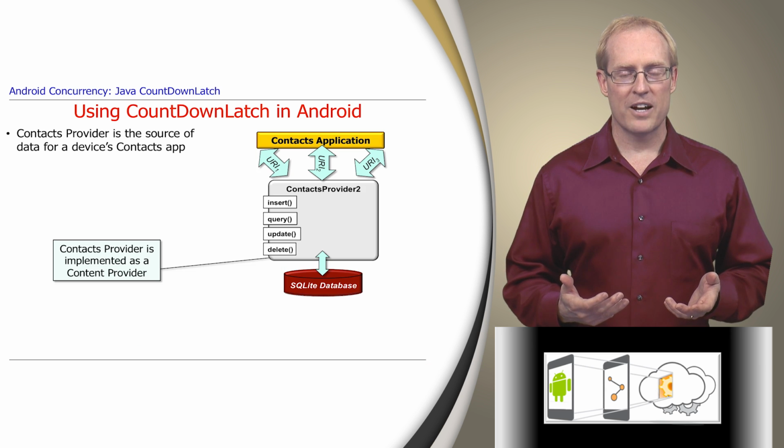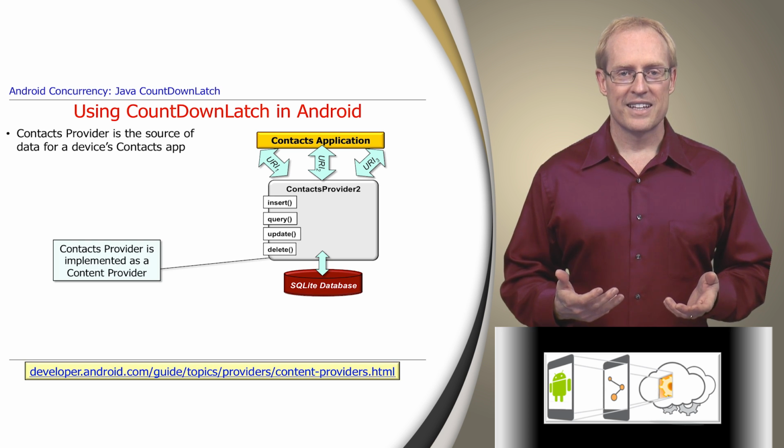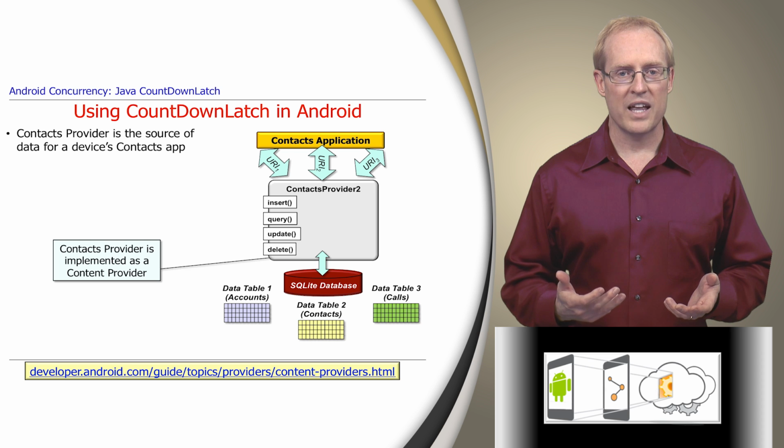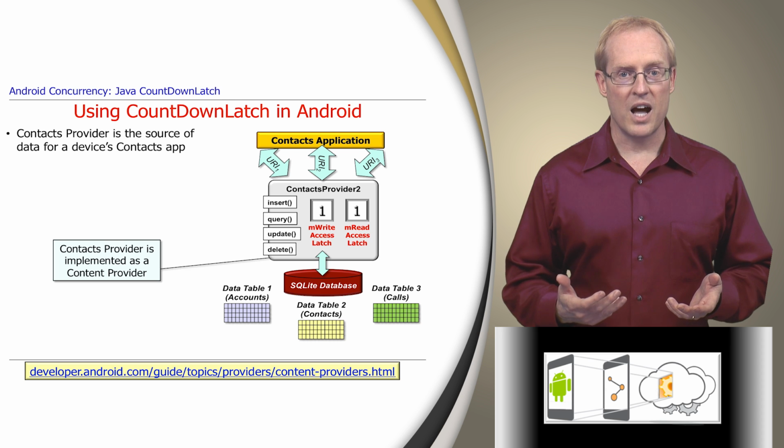A content provider is a core Android component that manages access to a central repository of structured data, as described at this link. The contacts provider presents its data to applications via standard content provider methods, such as insert, query, update, and delete, which internally access multiple SQLite database tables. A pair of countdown latches are used to defer read and write operations until the contacts provider is properly initialized.